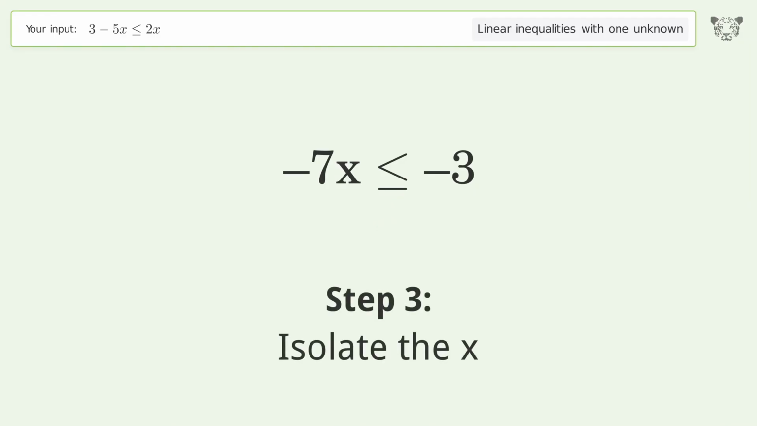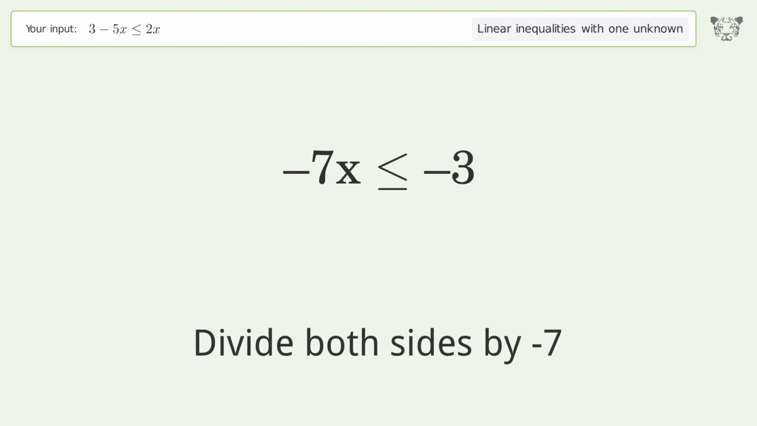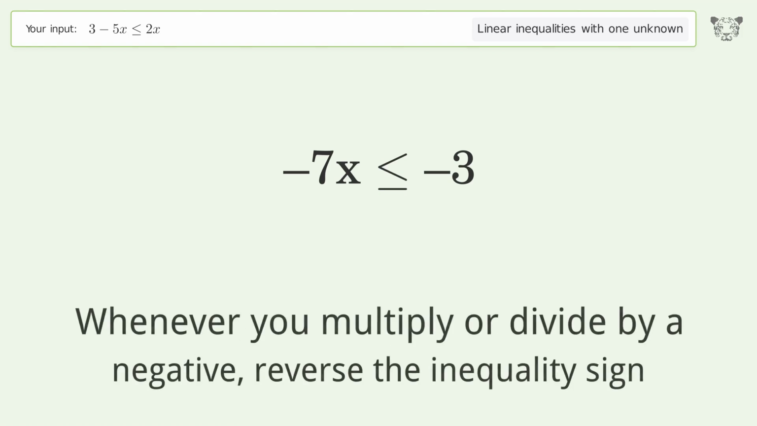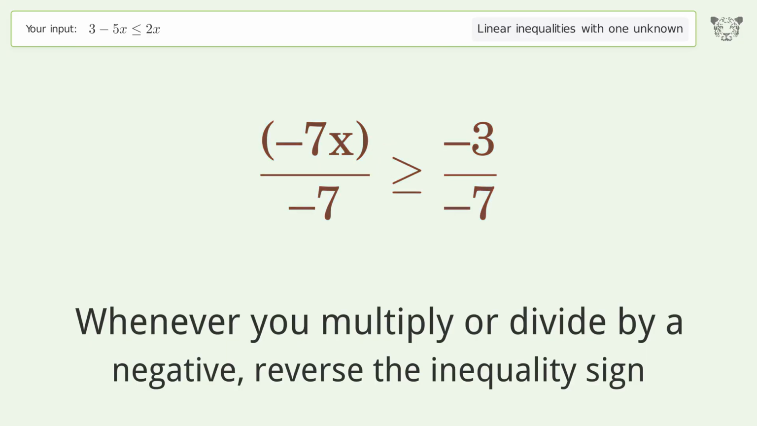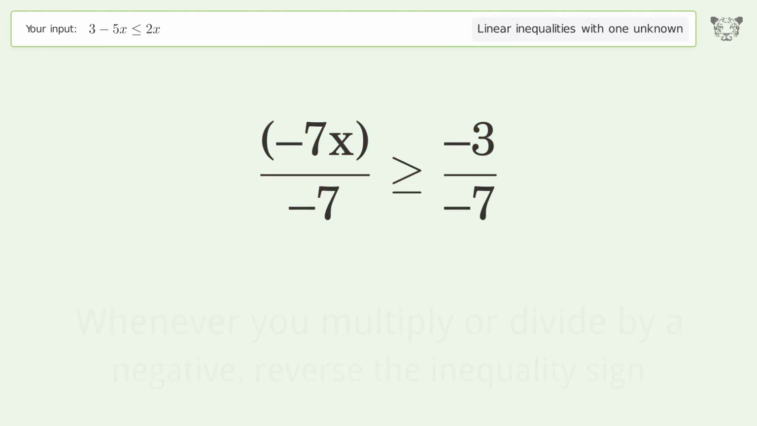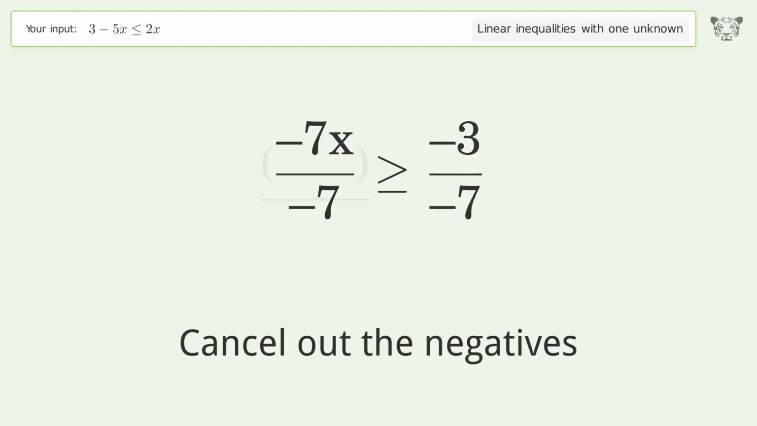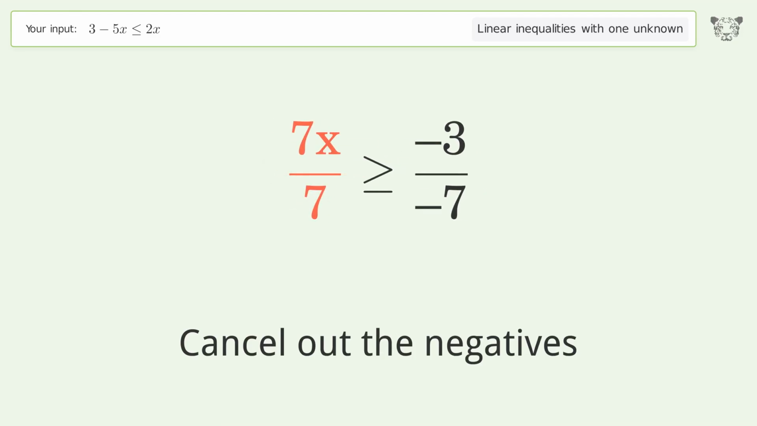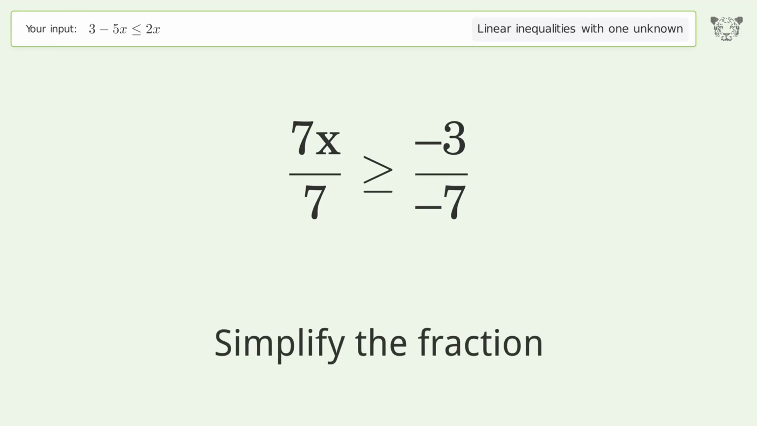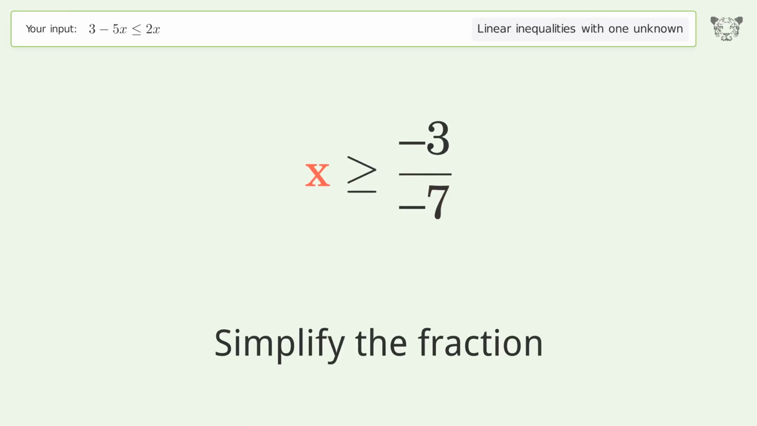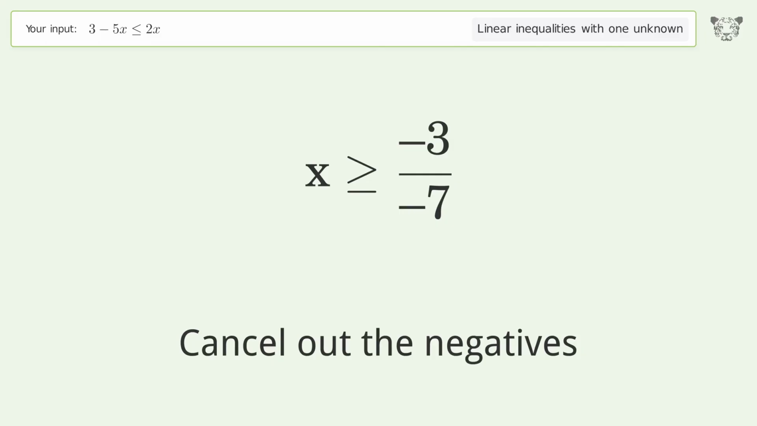Isolate the x. Divide both sides by -7. Whenever you multiply or divide by a negative, reverse the inequality sign. Cancel out the negatives. Simplify the fraction. Cancel out the negatives.